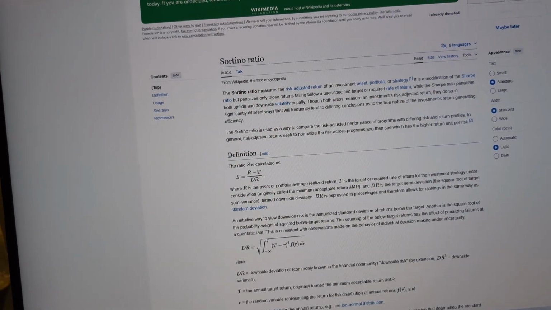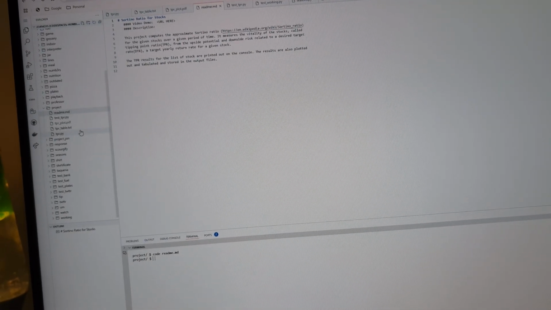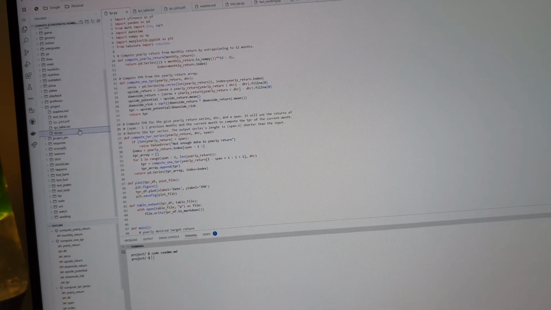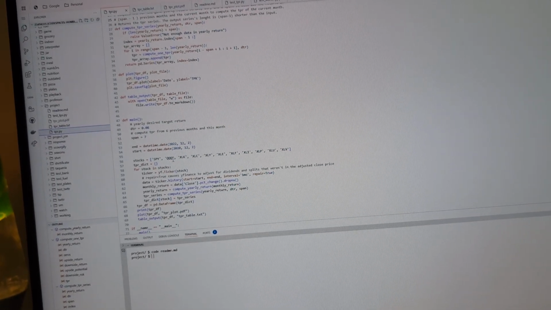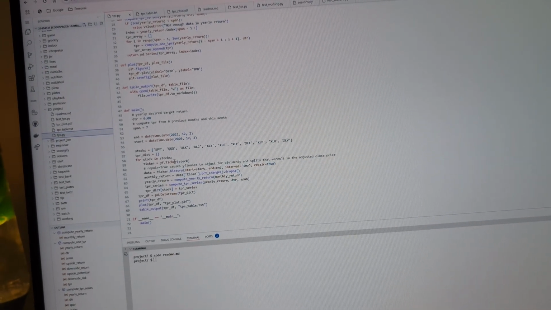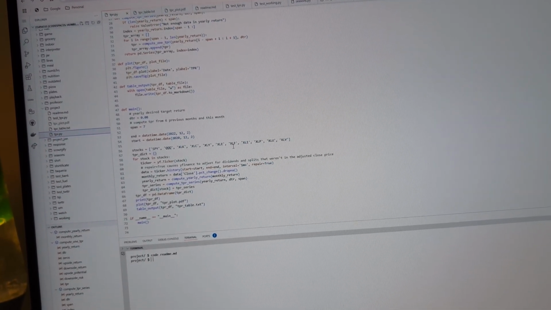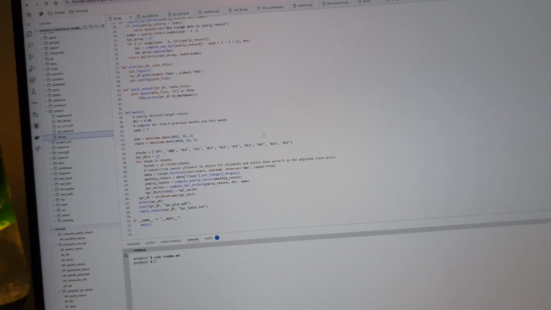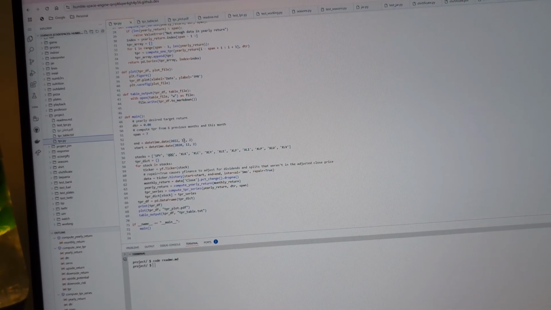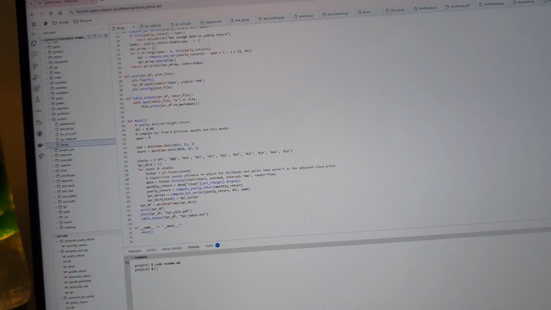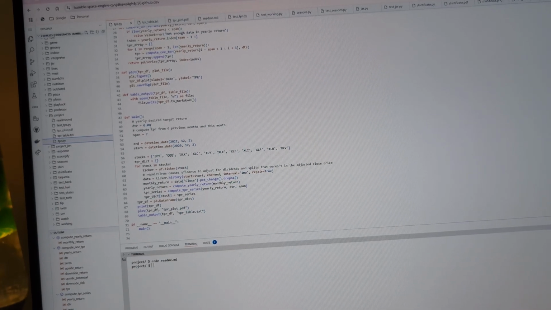So to approximate that, I've written this program. You see, this program takes a list of stocks, and I'm giving a start date and an end date, and the desired return ratio is 8%.